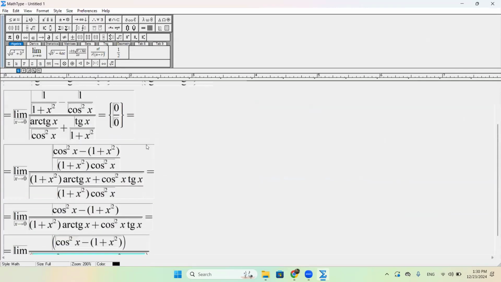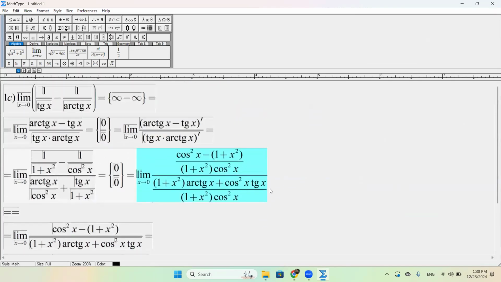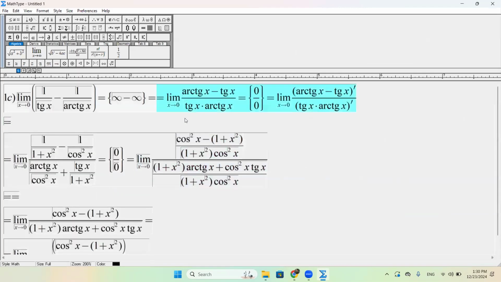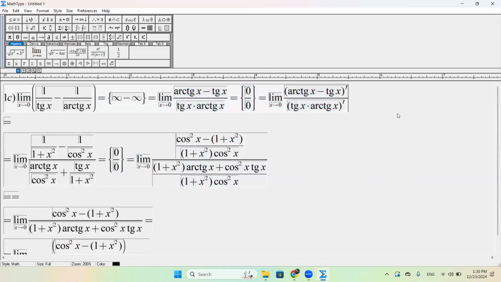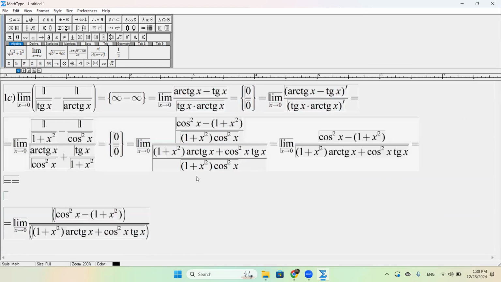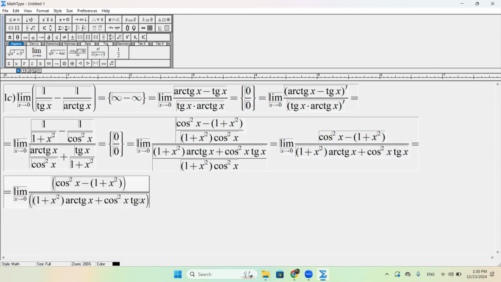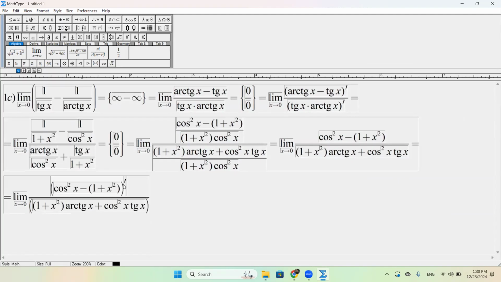Now let me maybe expand it because we use a lot of space. So let's save it just to see the whole solution stages. Now differentiating again, numerator and denominator.